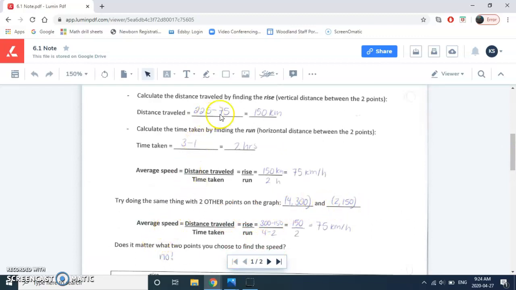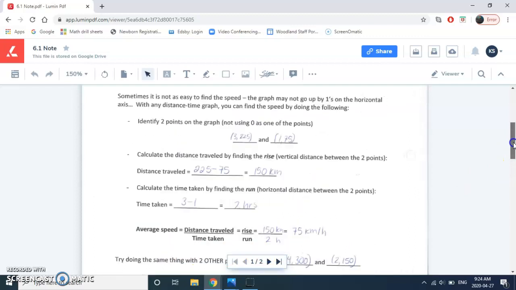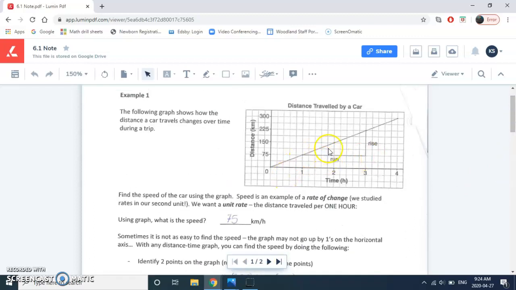So we're going to do the same thing we did before, calculate our distance traveled and calculate our time taken. So we have 300 minus 150. That gives us 150 left. And 4 hours minus the 2 hours gives us 2 hours. 150 divided by 2 will leave us with 75 kilometers per hour. Does it matter what 2 points you choose to find the speed? The answer is no.